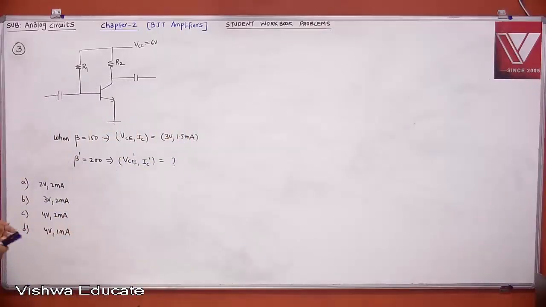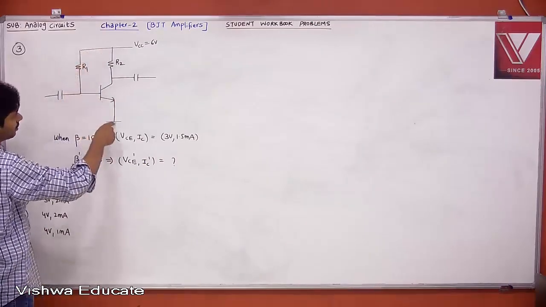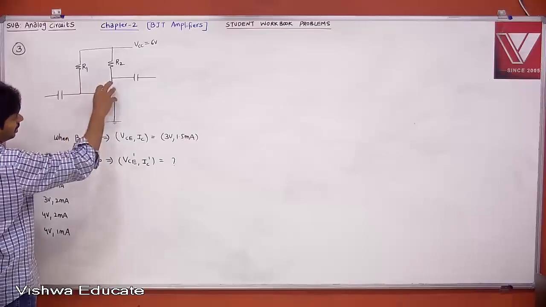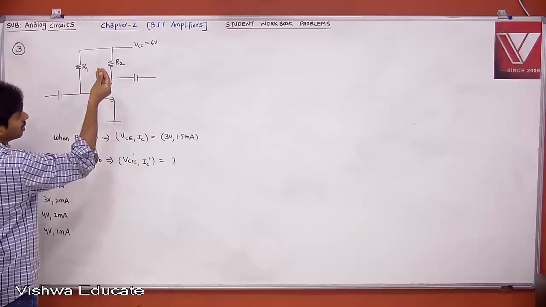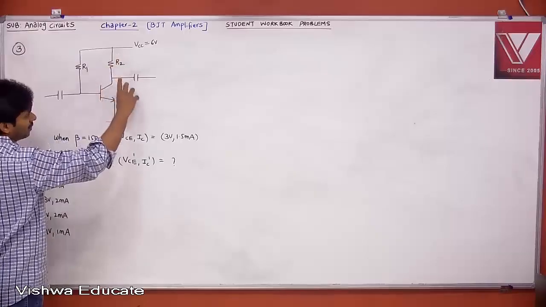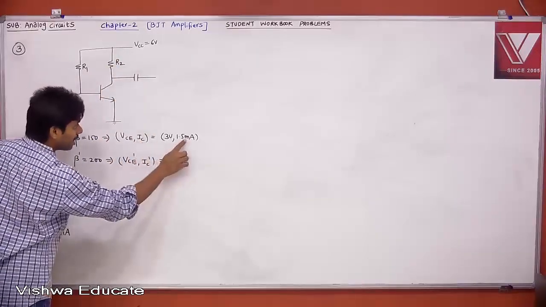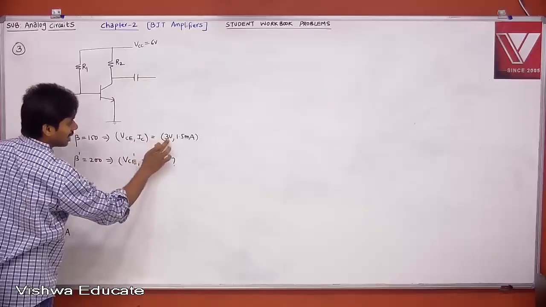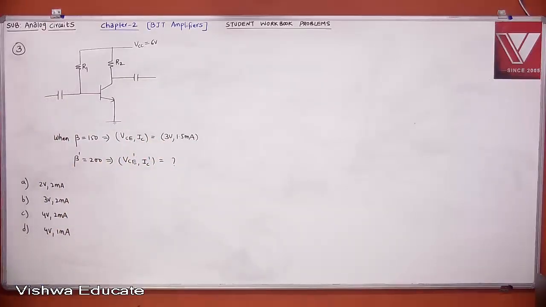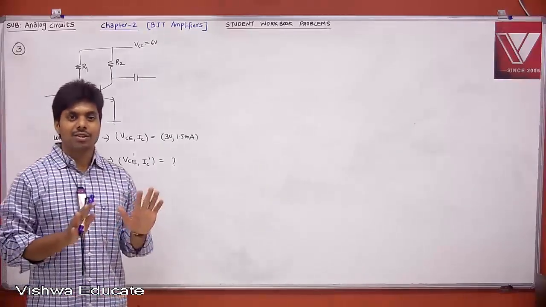Now let's see. If you consider this as a DC problem, we can think about it qualitatively. On your input side nothing has changed. Then if beta is increasing, your IC will increase. Then the drop across R2 will increase, and your VCE will decrease. IC will be more than 1.5 milliampere, and VCE will be less than 3 volt. That is the answer. Options A, B, C all have IC more than 1.5 milliampere, and VCE less than 3 volt. Actually, option A is correct. No need to solve, but let's solve and then see.